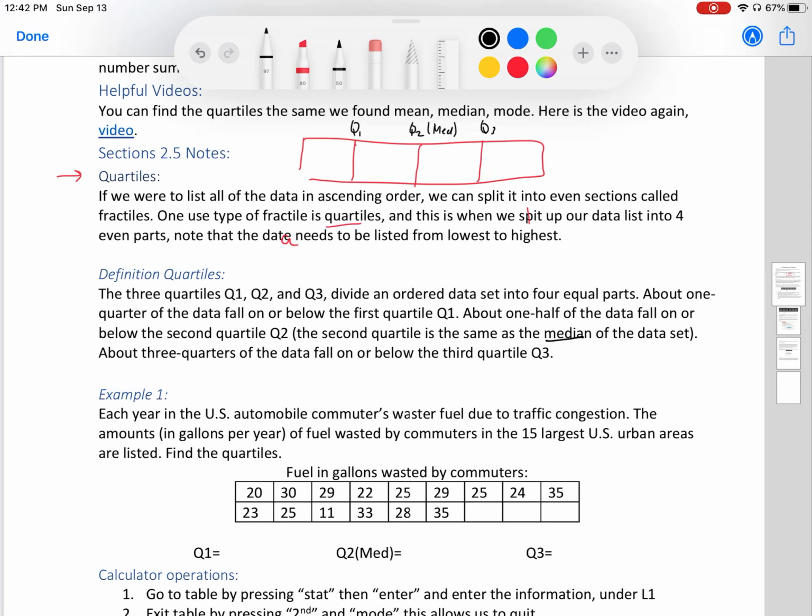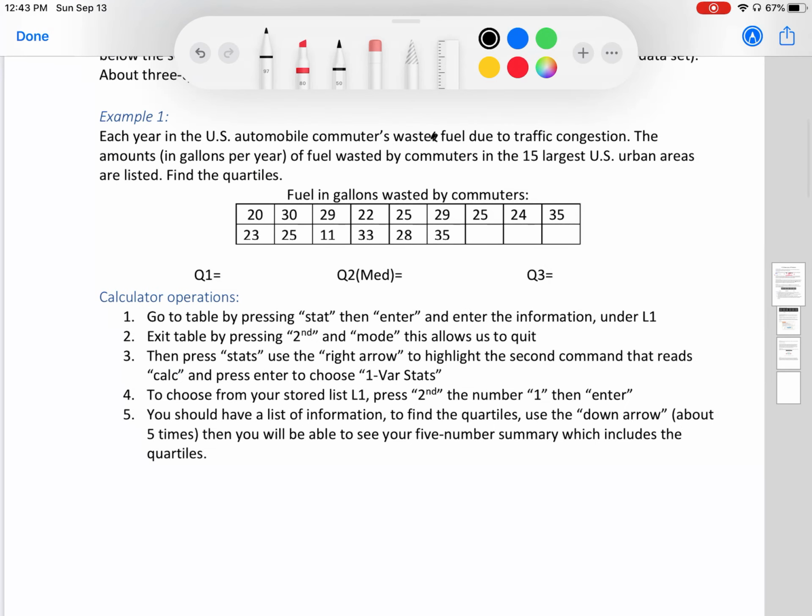Example 1. Each year in the U.S., automobile commuters waste fuel due to traffic congestion. The amounts in gallons per year of fuel wasted by commuters in the 15 largest U.S. urban areas are listed. Find the quartiles. All right, so if we were to do this by hand, we would list all the numbers from lowest to highest.